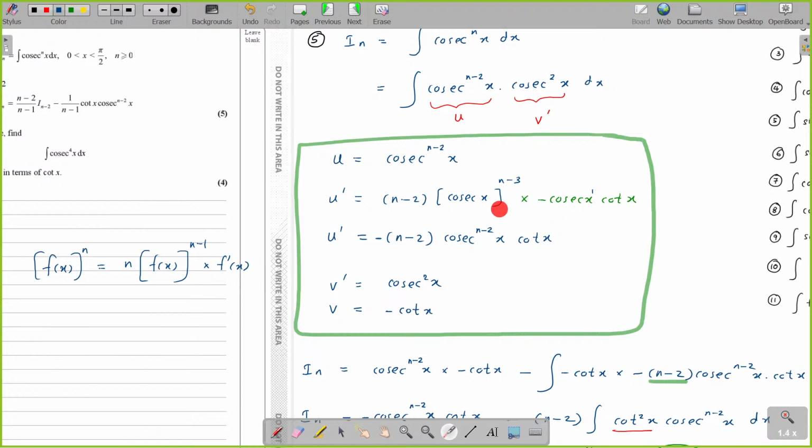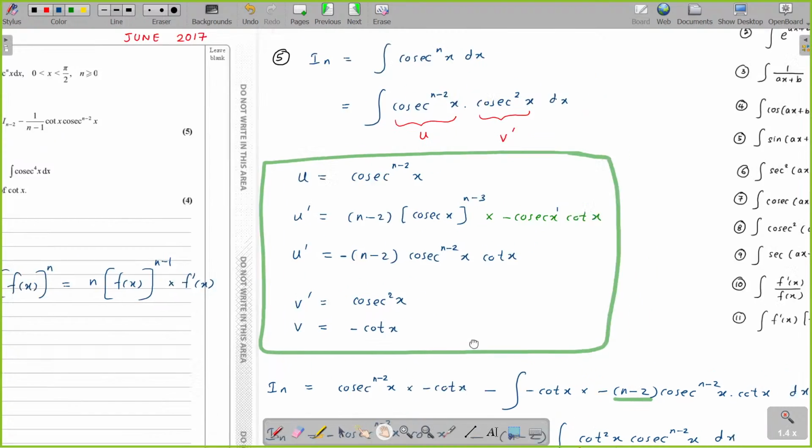This is exactly what I did in cosec. So n minus 2 comes forward, cosec to the power n minus 2, you subtract 1, so it's going to be n minus 3. And then the cosec differentiation. The differentiation of cosec is cosec cot. Okay, you have to make sure you don't mix up the differentiation and integration rules.